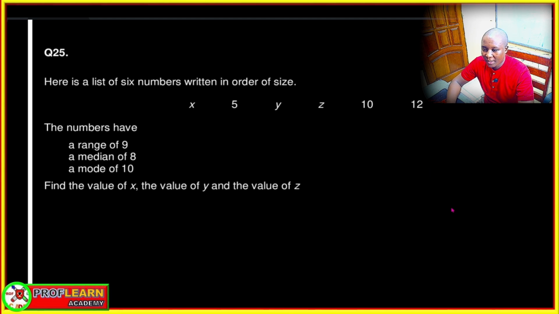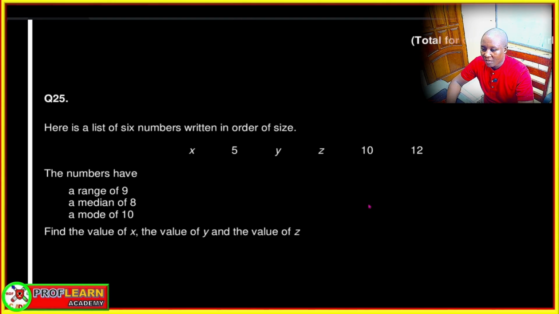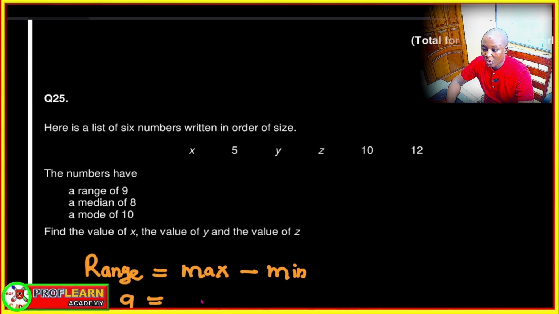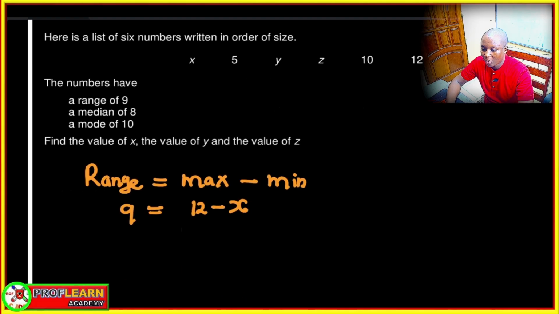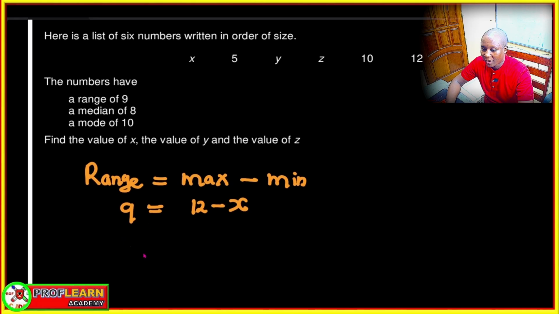And the last question, probably a question like this can also be asked. We are told that there is a list of 6 numbers written in order of size. So range, how do you get range? Range is largest value minus smallest value, maximum minus minimum. The largest value is 12, the smallest is x, and we are told the range was 9. So 9 equals 12 minus x. So x will be what? x will be 12 minus 9, which is going to be 3.